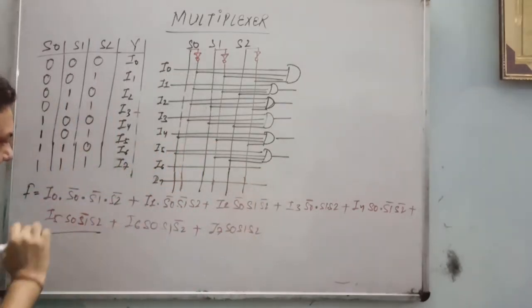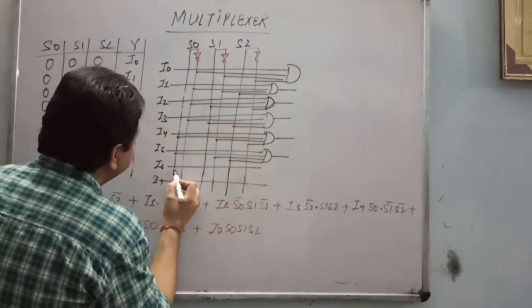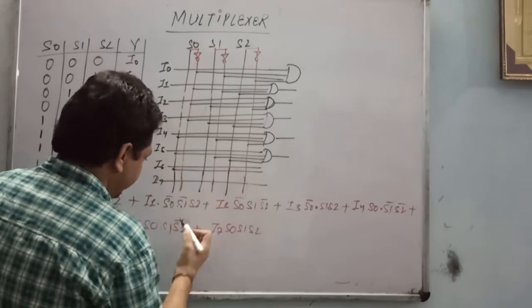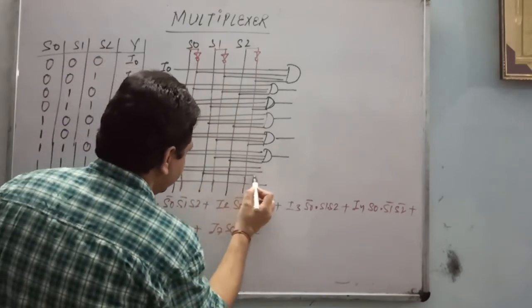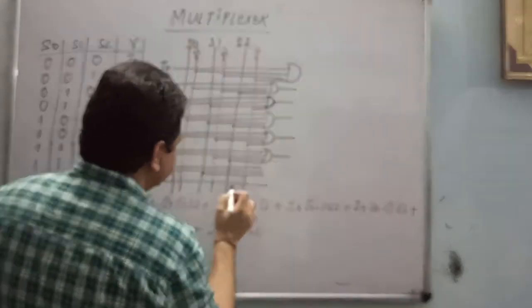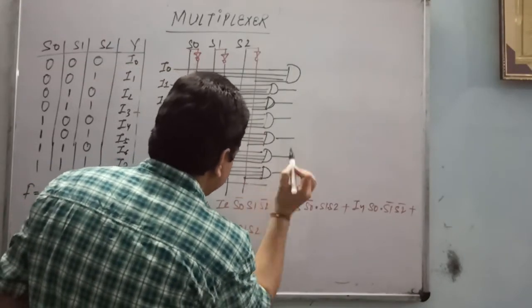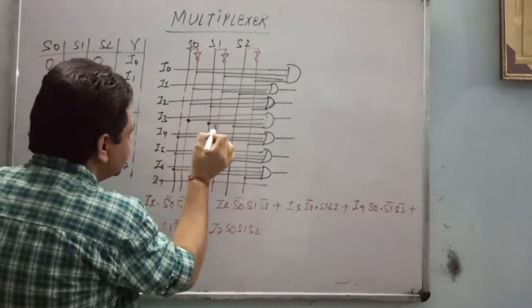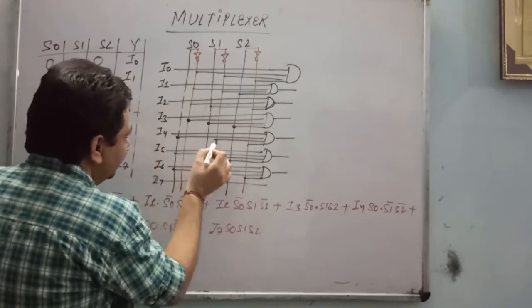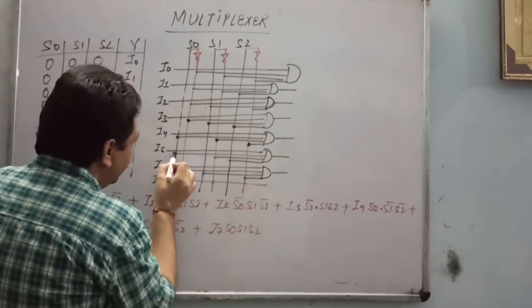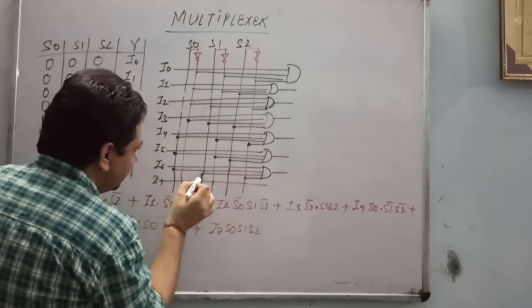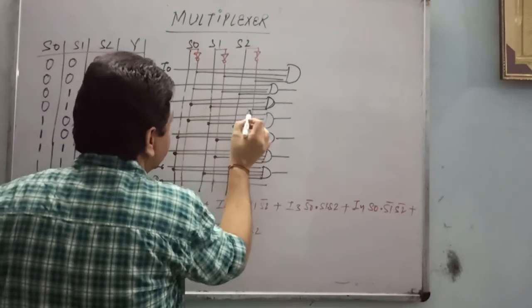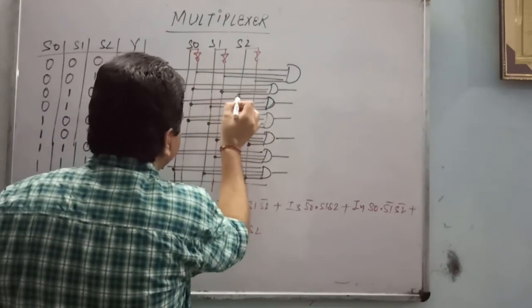And I6, S0 direct, S1 direct, and S2 complement by the AND gate. And after that I am just taking a dark circle, then you will easily understand where I have taken the connection. Just a moment. I am just darkening the connection. Okay, 1 minute.